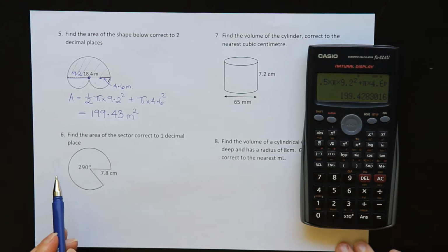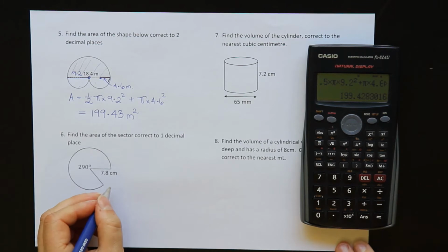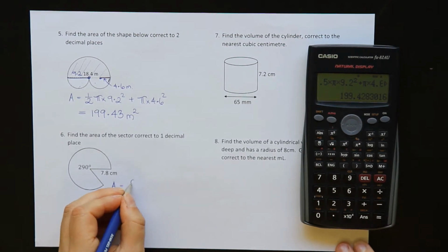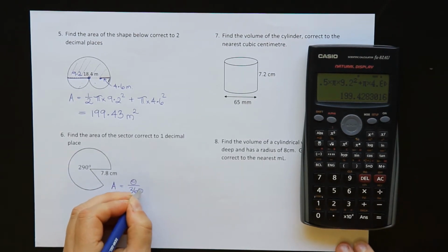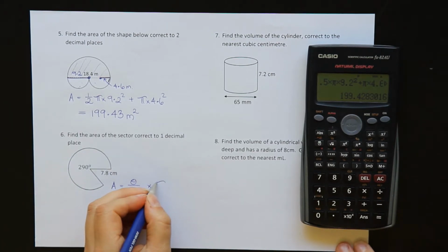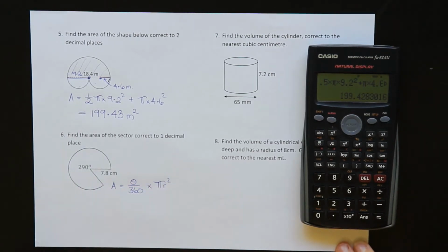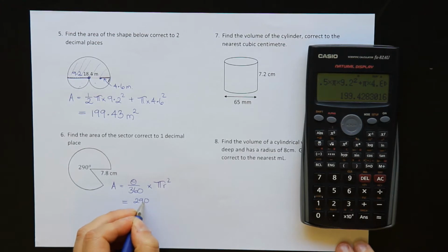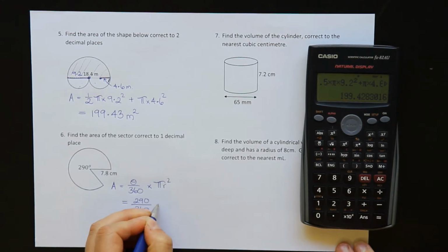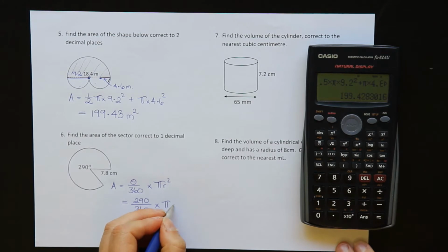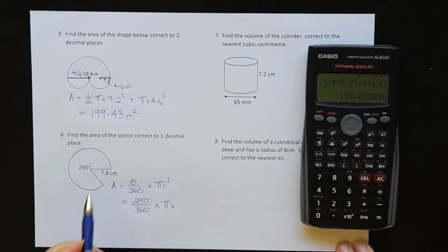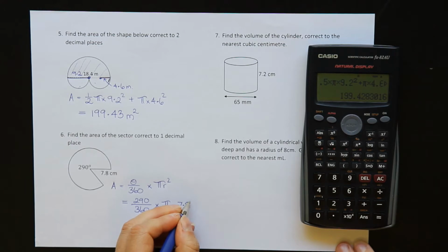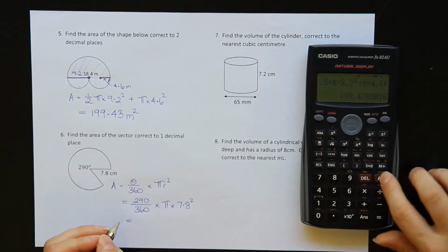In question 6, we want to find the area of a sector, correct to 1 decimal place. The area of a sector formula is theta over 360 times the area of a circle formula, which is pi r squared. So all we need to know is the angle, how much of the circle we have, which is 290 degrees. We divide that by 360 times pi, and we need to know the radius, which is 7.8 squared.